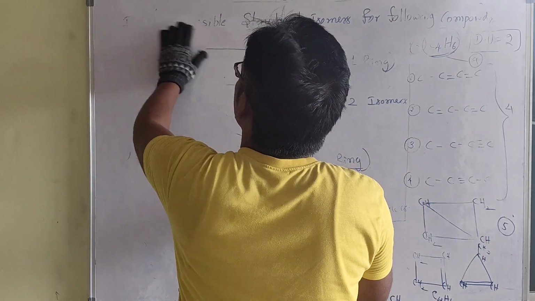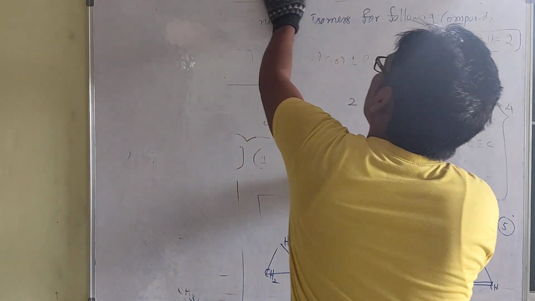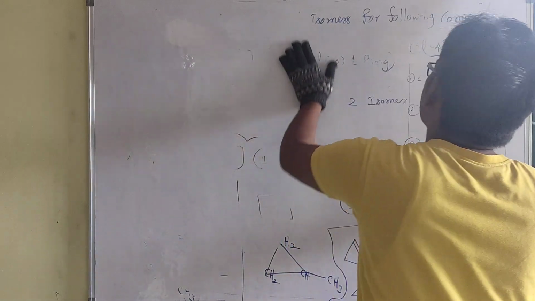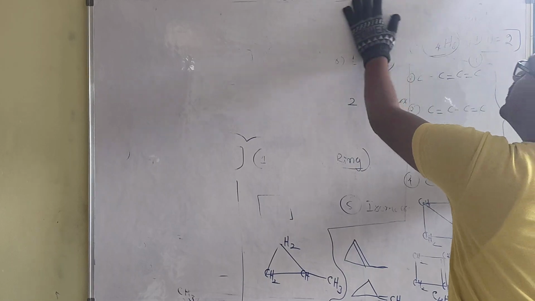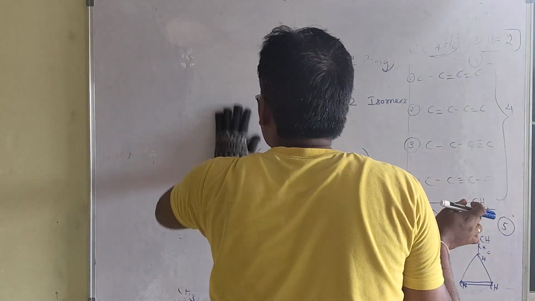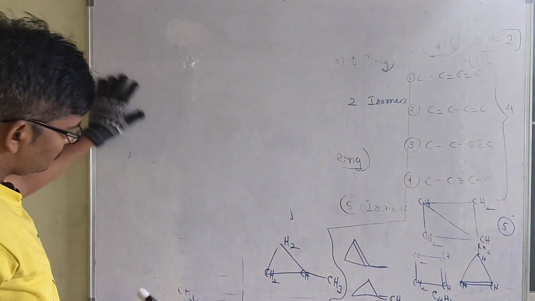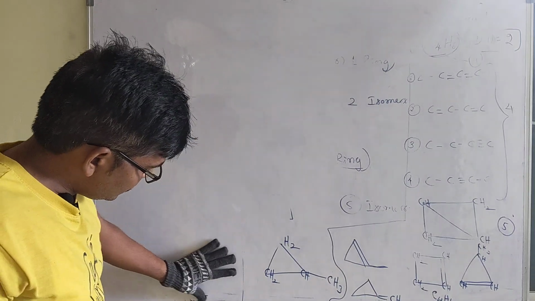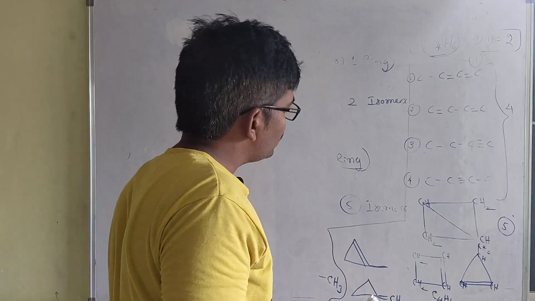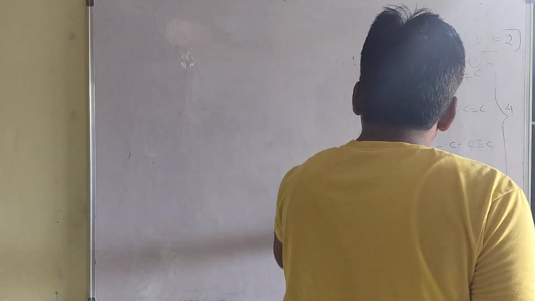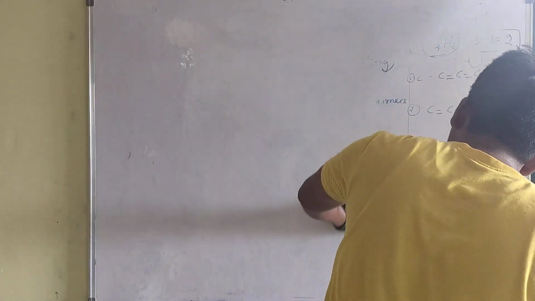C5H10. Degree of unsaturation is how much? Alkane C5, what is the molecular formula of the alkane? C5H12. C5H10 means how many hydrogen atoms fewer are there? 2 hydrogen atoms fewer. So what is the degree of unsaturation? 1. The degree of unsaturation is 1.